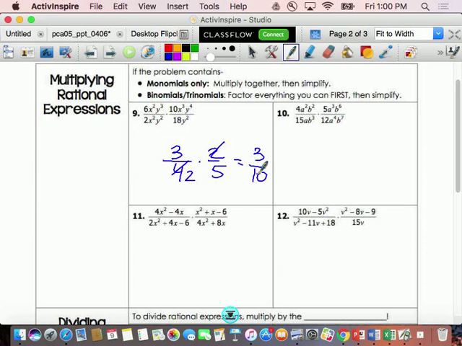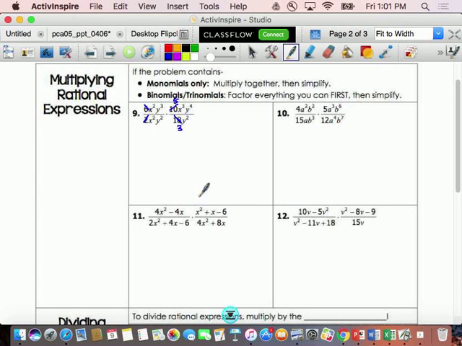Did anybody learn cross canceling? Like when you were learning to multiply fractions. What we're going to do is we're going to factor first, cancel out what we can, then multiply across. So here, I see that there's a 6 and an 18. 6 goes into 18 3 times. There's a 2 and a 10. 2 goes into 10 5 times.